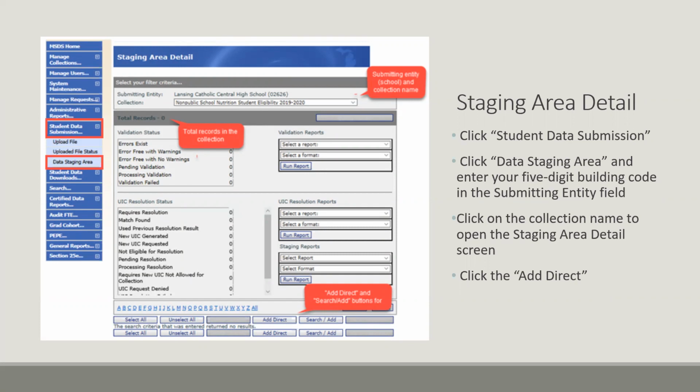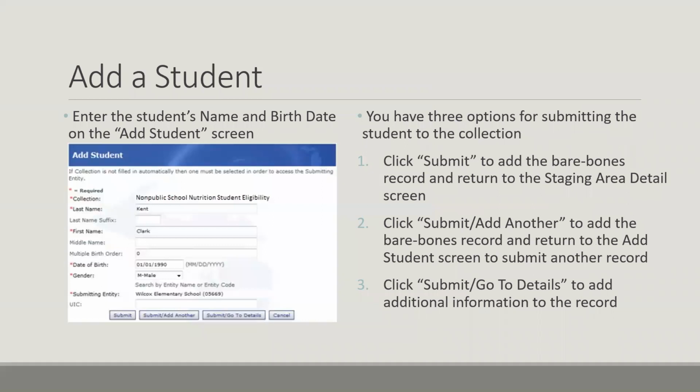You should see your school name and the code at the top, along with the name of the collection you're working in. Any previously added records will appear at the bottom of the screen. To manually add a record, click the Add Direct button at the bottom of the screen. Enter the student's name and birth date on the Add Student screen.